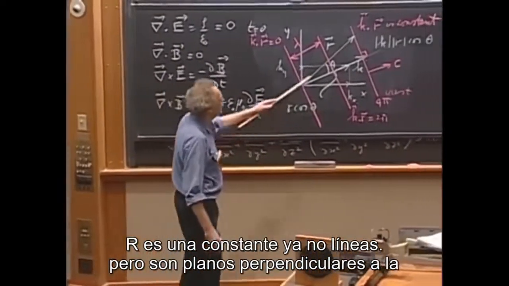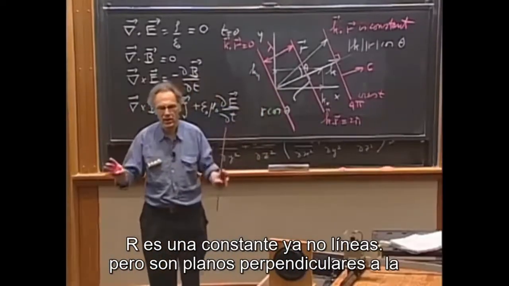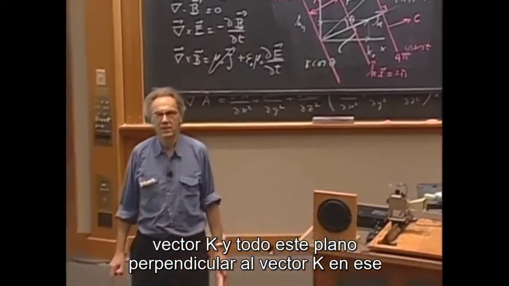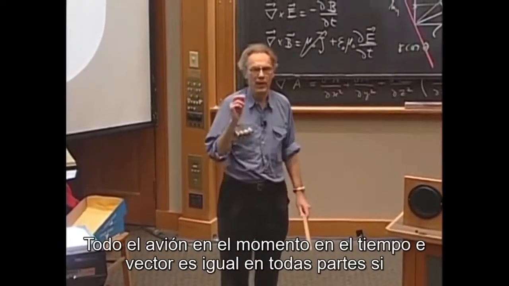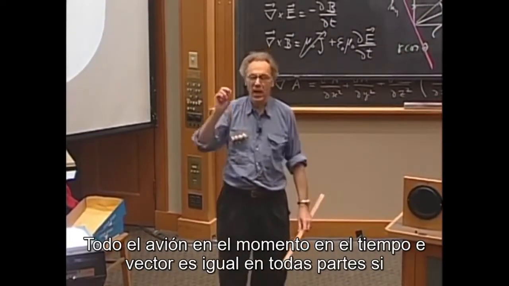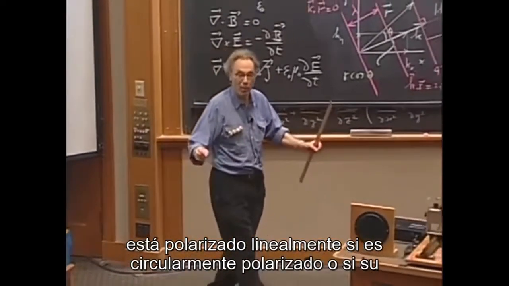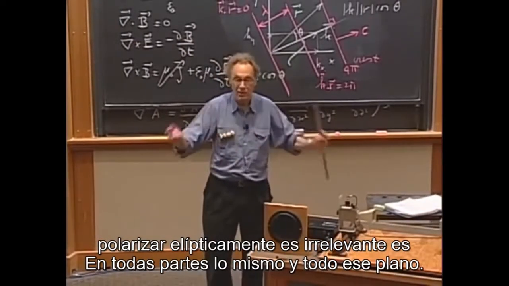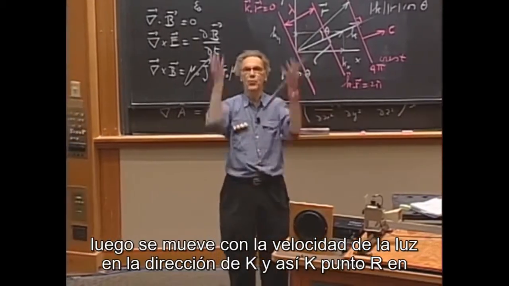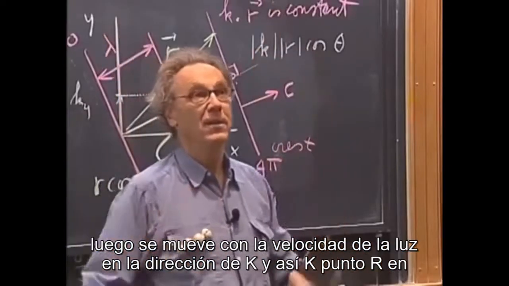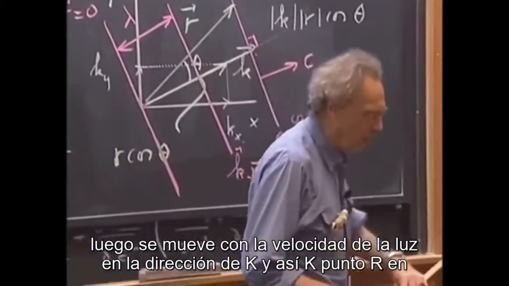If now you go to the third dimension, then the k dot r constants are no longer lines, but they are planes perpendicular to the vector k. And in that whole plane perpendicular to the vector k, at the moment in time, the E vector is everywhere the same, whether it is linearly polarized, whether it is circularly polarized, or whether it's elliptically polarized, is irrelevant. It's everywhere the same. And that whole plane then moves out with the speed of light in the direction of k.